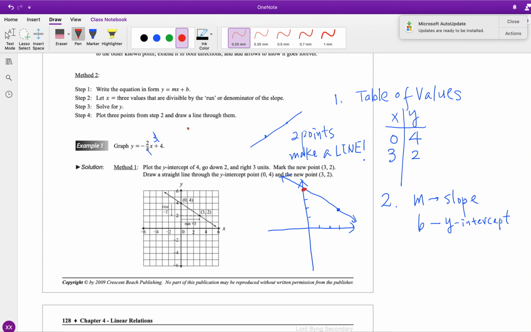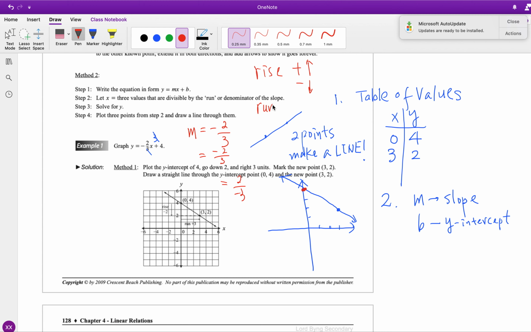My slope now is negative 2 over 3. So negative 2 over 3 can be written either as negative 2 over 3, or another way to write it is 2 over negative 3. Okay, so rise over run. Rise, if it's a positive, then you go up, right? If it's a negative, you come down.